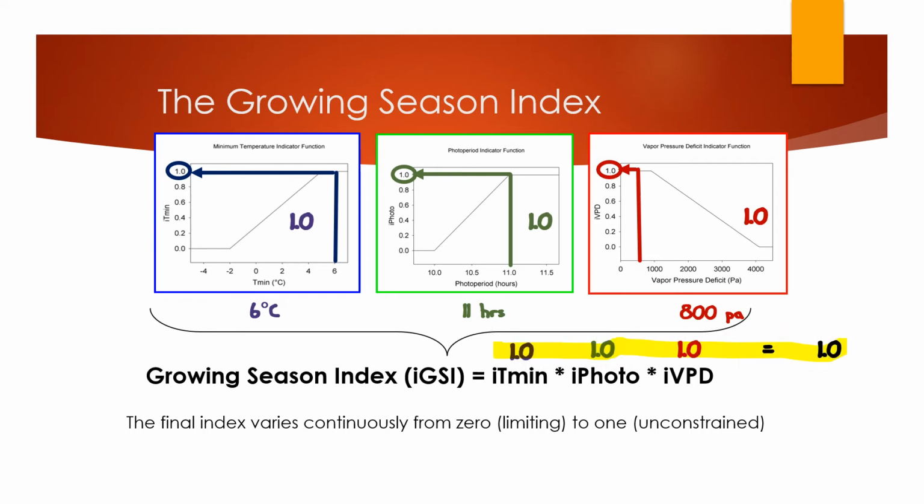Essentially, that's how this works: the only way you get a GSI of 1 is for minimum temperature to be high enough, photo period to be long enough, and vapor pressure deficit to be low enough to yield the conditions that make for happy plants.